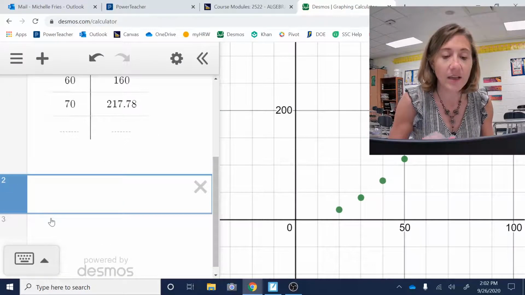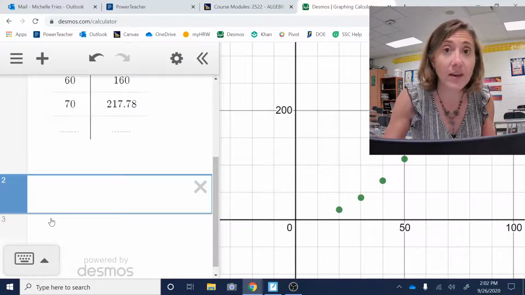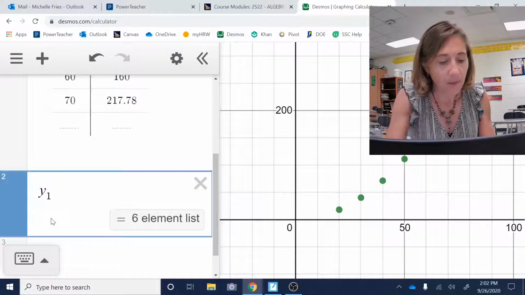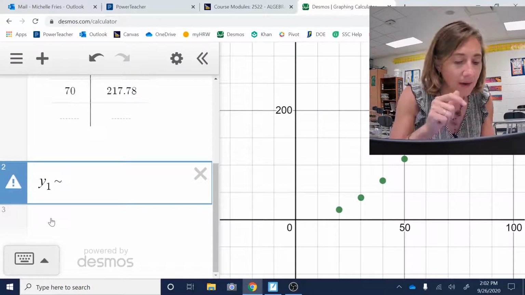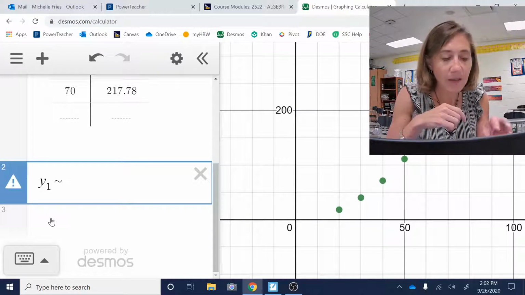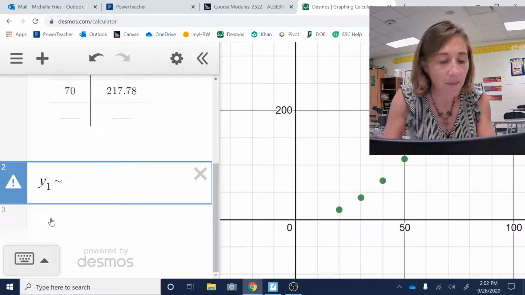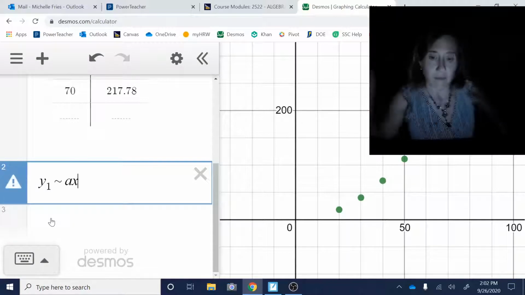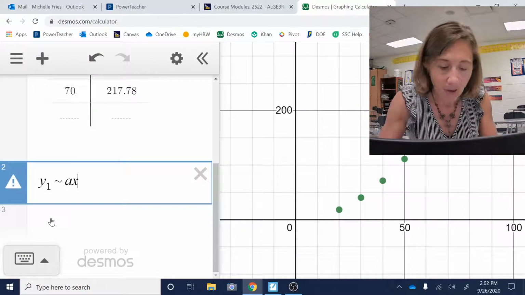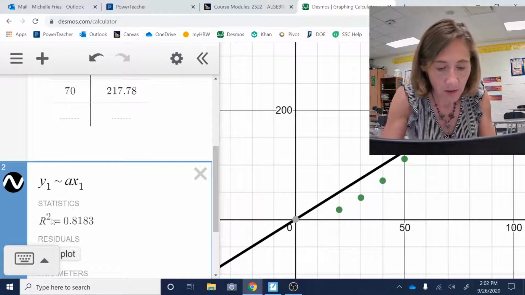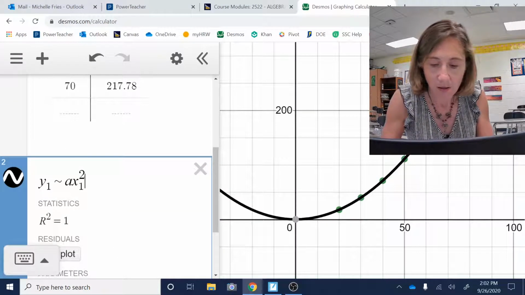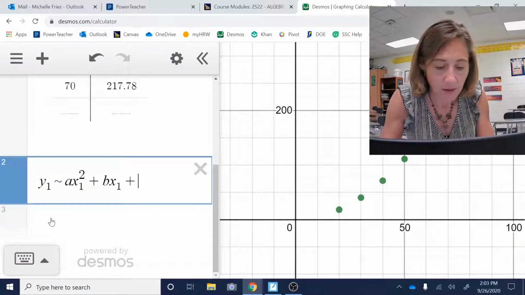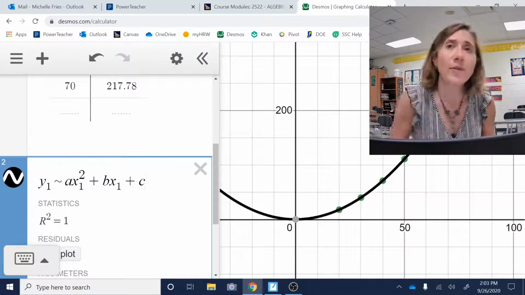Here's how you tell Desmos to find the equation for the curve that would fit this. We're going to put y1 is approximately equal to, so this little wavy line on my keyboard is next to the 1, probably somewhere up by escape on your keyboard. And I'm going to type in what is going to look almost like standard form: ax1 squared plus bx1 plus c.